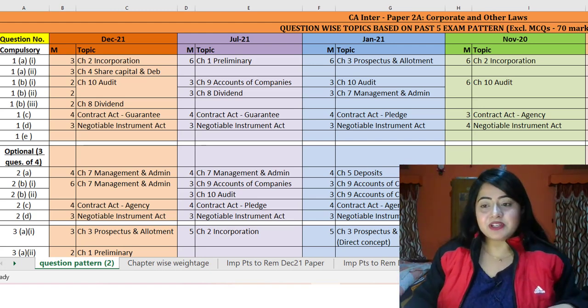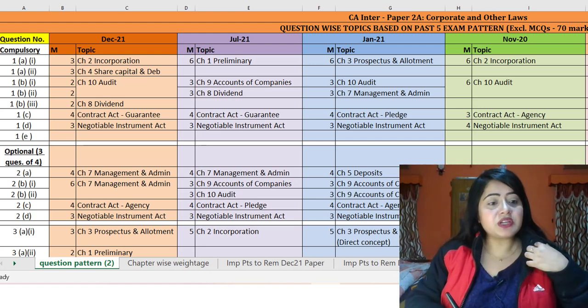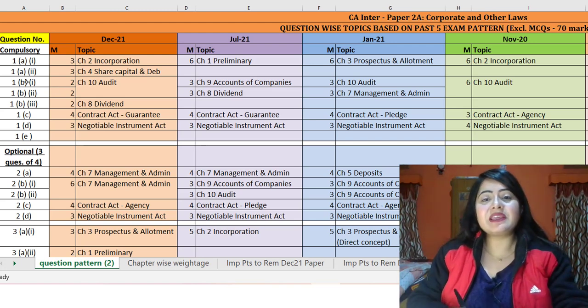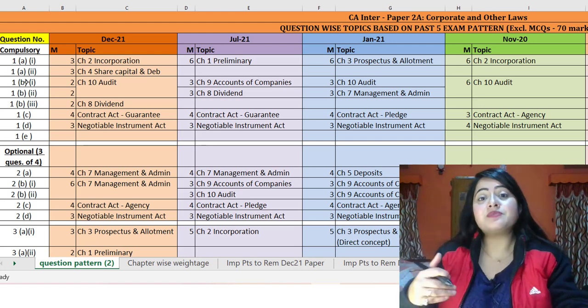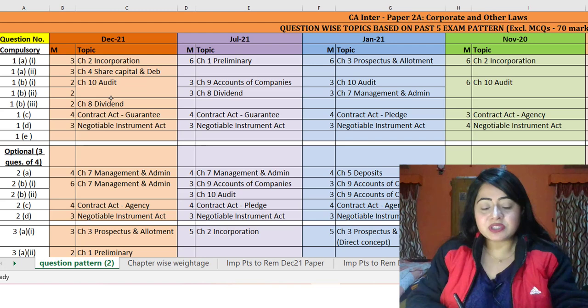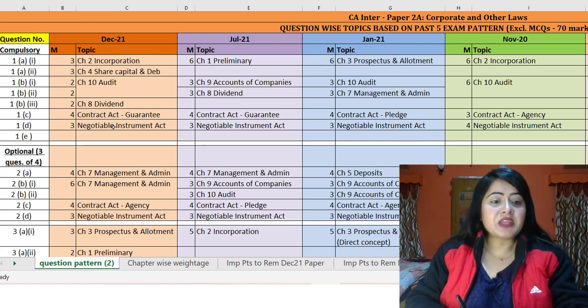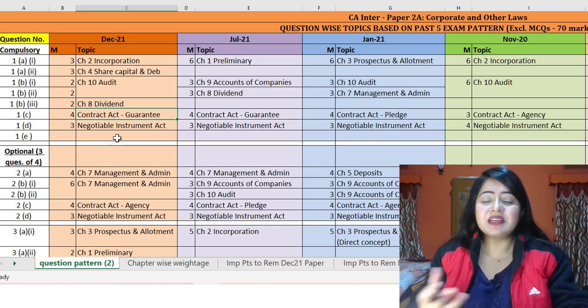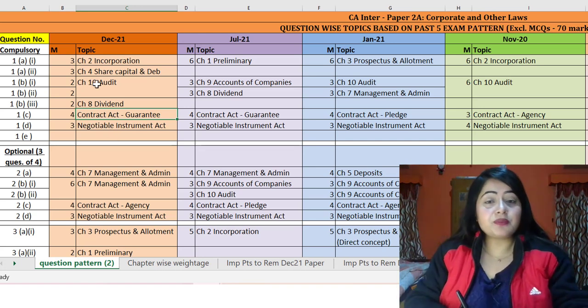Of these 5 questions, the first question is compulsory. In the first question, generally you have 4 to 5 parts to it. Sometimes in one part also there are multiple internal subparts. Now in the first question, as you can see on your screen, the Negotiable Instruments Act comes for generally 3 marks every single time, and the Contract Act comes generally for 4 marks every single time. Sometimes it's guarantee, sometimes it's pledge, sometimes it's agency. Apart from that, the remaining 12 marks are from company law.